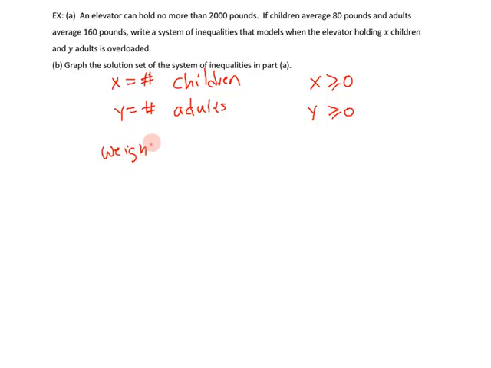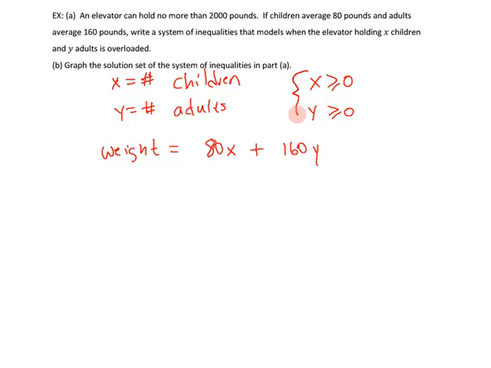Now, if x is the number of children, y is the number of adults, what's the weight for x children and y adults? Well, the average child weighs 80 pounds. So if I have x children, their weight is going to be 80 times the number of children that we have, plus the weight of the adults. And if we have y adults that average 160 pounds each, that's 160y.